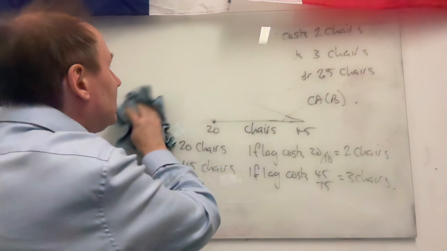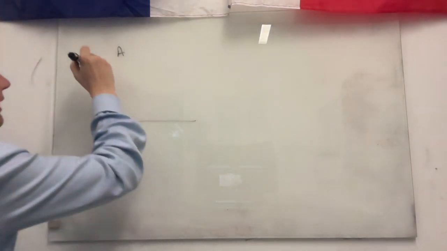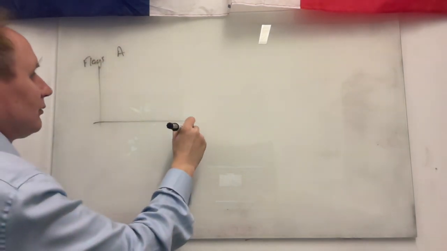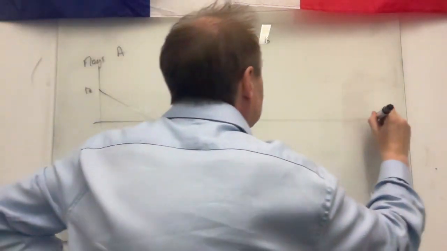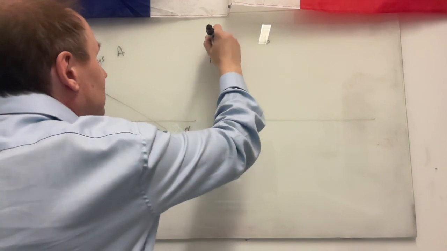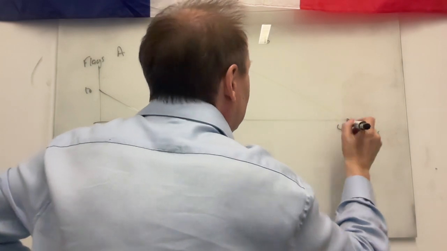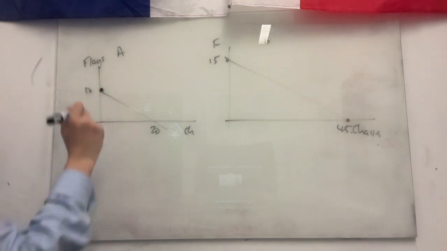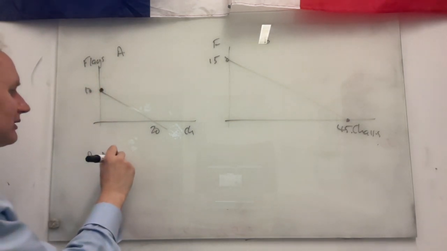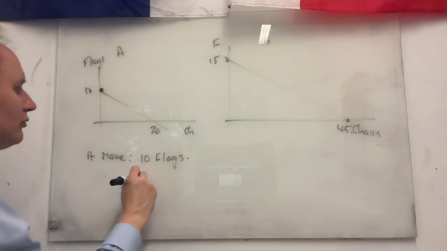But we can show that using the production possibility frontiers if we like. What I'm going to do is separate them out just so it's really clear. So we said in country A, here are flags, here are chairs. We said they could produce either 10 flags or 20 chairs, and in B they could produce either 15 flags or 45 chairs. So let's take our deal, and let's imagine that A decides it's going to produce here. They simply say I'm not going to make any chairs, I'm going to make 10 flags and no chairs.